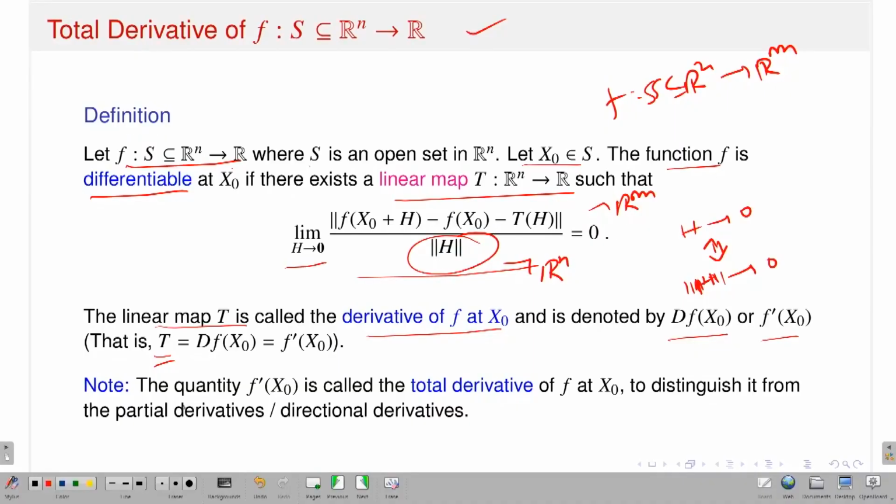Okay, I have written a note: the derivative at x naught is called the total derivative of f at x naught, to distinguish it from the partial derivative and directional derivatives. If I just say derivative, you might be confused, wondering whether I mean the partial or directional derivative. No. If the function is differentiable, then I am talking about the total derivative.